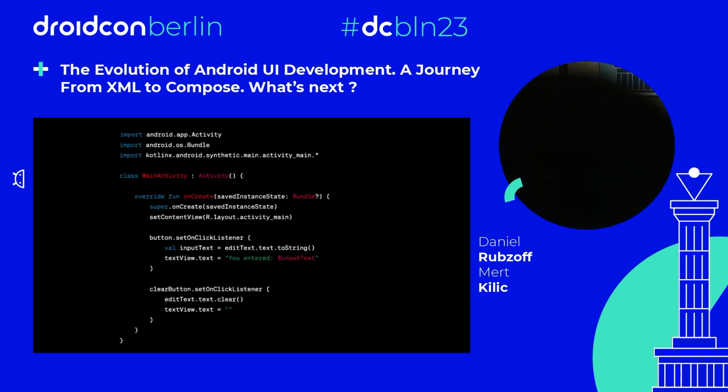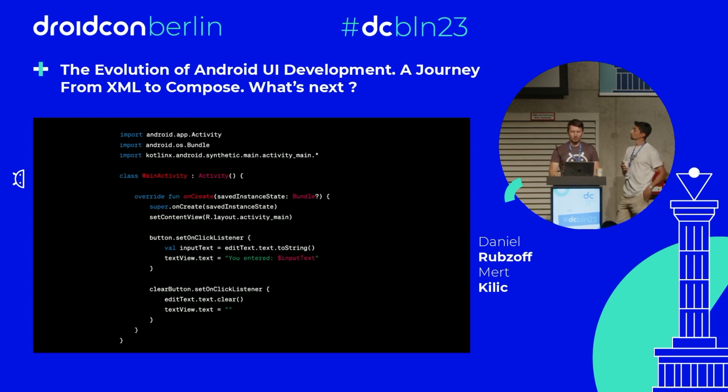So here's an example of Kotlin synthetics usage. We simply need to import the generated view classes or view references from XML and use them directly in the view classes, as you can see here in the main activity. So we import kotlinx.android.synthetic.main.activity_main, and then the button in this example and the clear button are directly accessible through the IDs. So we can set on-click listener and so on.